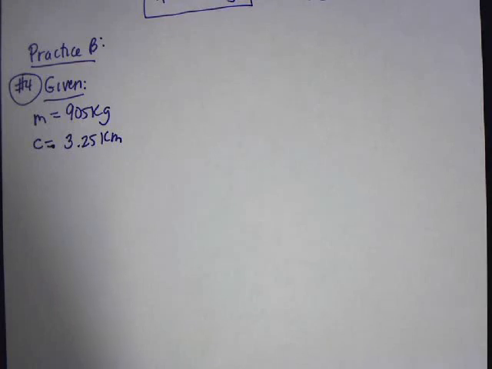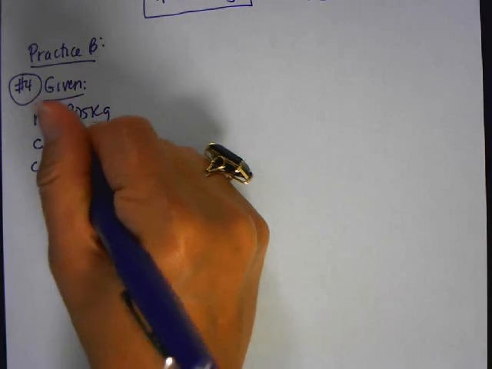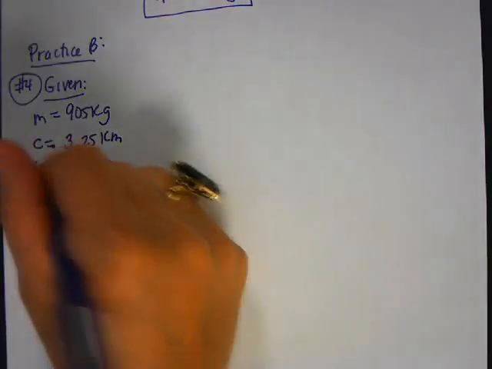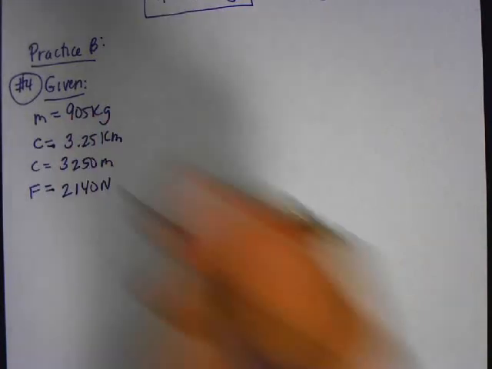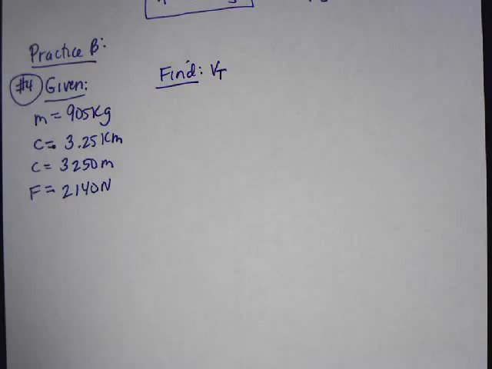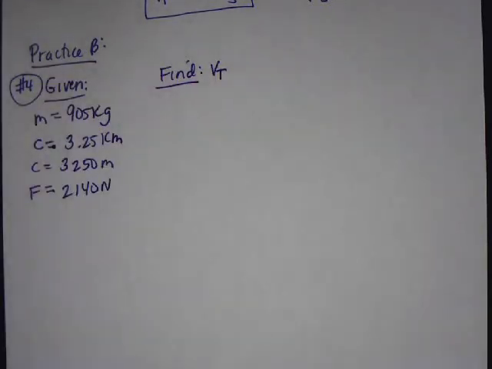Now first of all, I want to change the kilometers to meters because I know I don't do stuff in kilometers, so it's 3250 meters. If the magnitude of the centripetal force, so now they give me the force, is equal to 2140, what's the car's tangential speed? Now, they gave me circumference, and I don't remember circumference in anything. When you don't know what to do, the first thing you do is go to the end. So when I say go to the end, what do I want to find? I want to find the tangential speed.